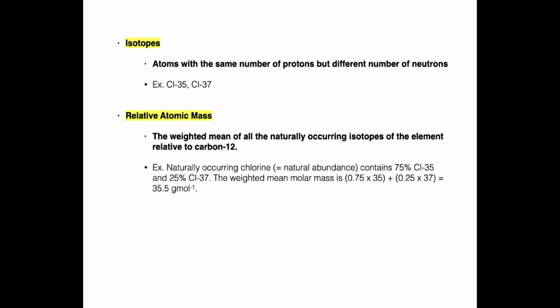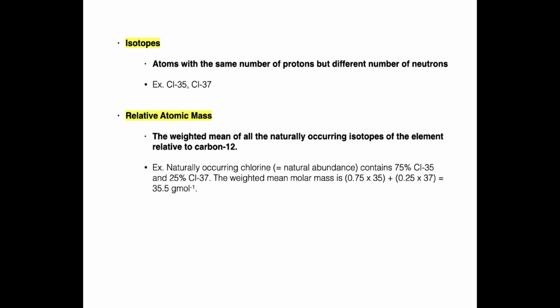Next, relative atomic mass. Relative atomic mass is the weighted mean of all the naturally occurring isotopes of the element relative to carbon-12. Let's go back to the example. The naturally occurring chlorine, or the natural abundance of chlorine, contains 75% of chlorine-35 and 25% of chlorine-37. The weighted mean of all the naturally occurring isotopes of chlorine will be calculated by taking into account the natural abundances of each chlorine-35 and chlorine-37.